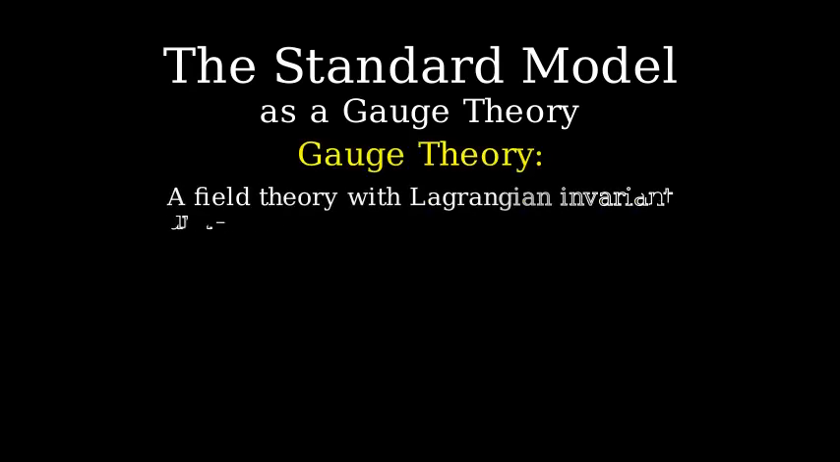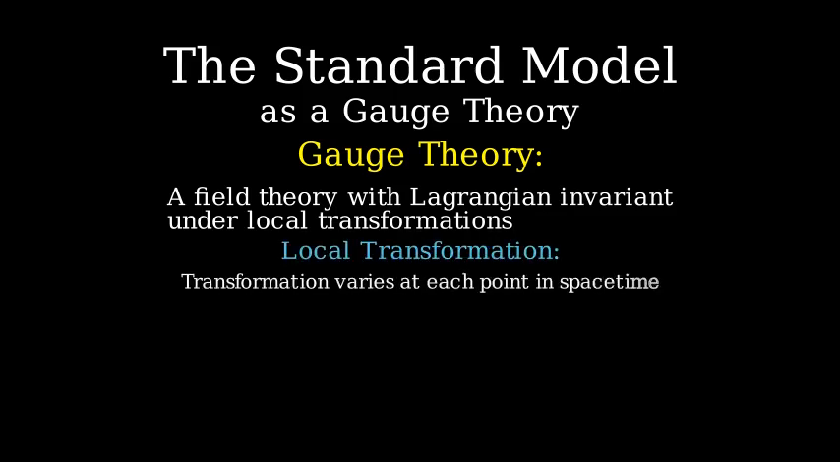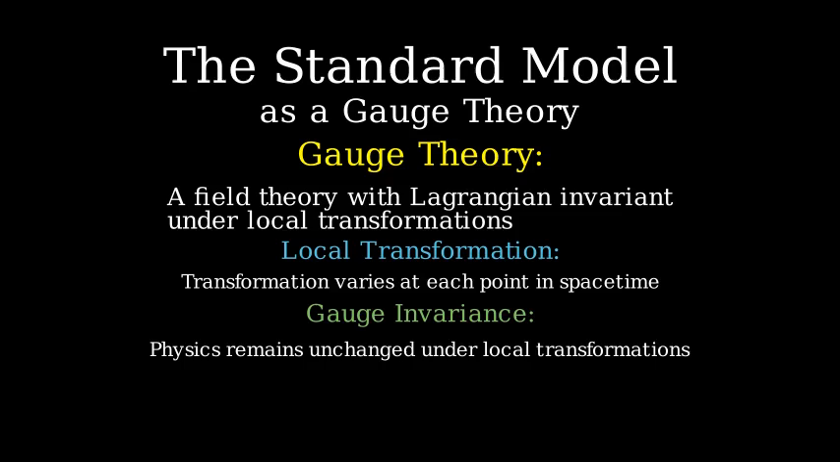At its heart, a gauge theory is a type of field theory where the Lagrangian, which describes the dynamics of a system, is invariant under certain local transformations. This invariance is called gauge invariance. A local transformation means that the transformation can be different at every point in spacetime. Gauge invariance means that the physics described by the theory remains the same even if you perform these local transformations.